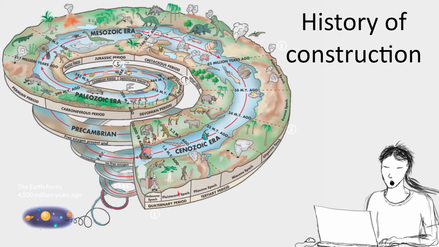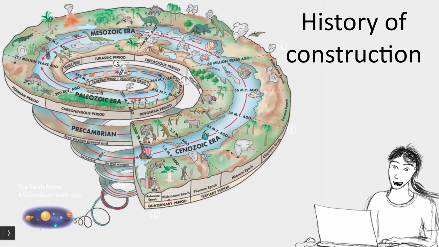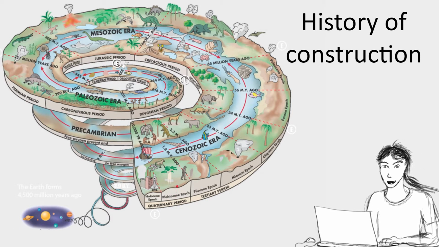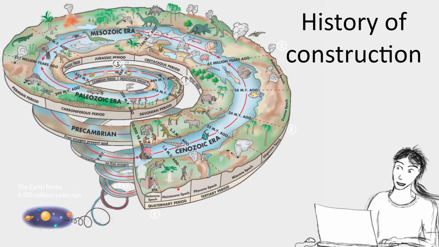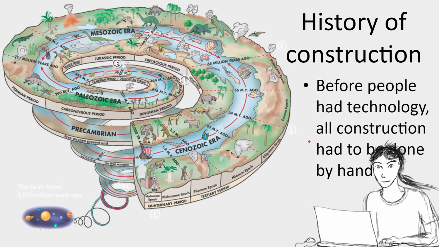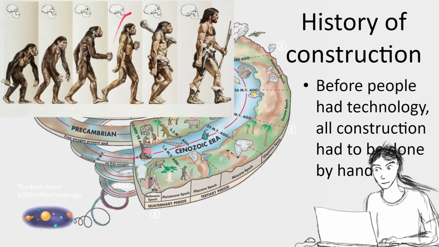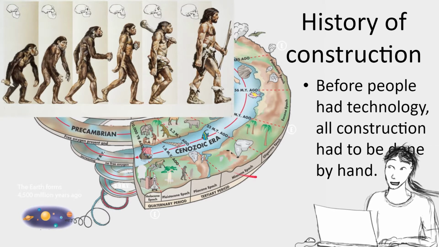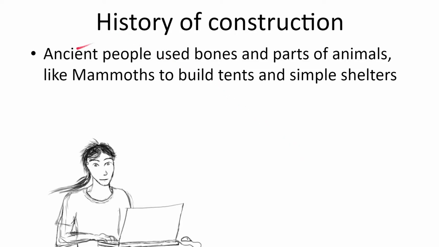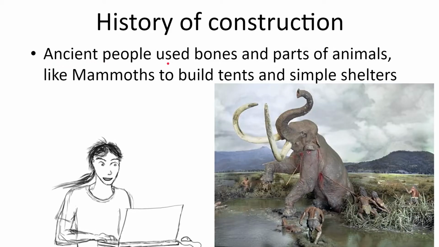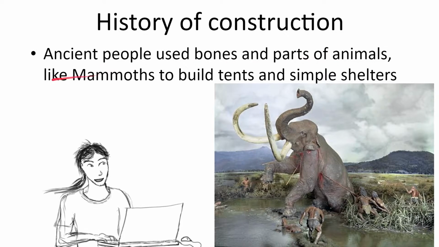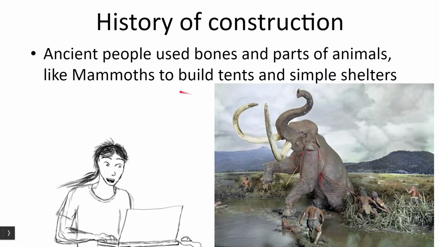Let's talk about the history of construction, starting all the way back when people were first appearing. The ancestors of people appeared in the Pleistocene. Let's all say Pleistocene. Did you say it? Okay, hopefully. The ancestors of people, they really didn't have any technology. Before people had technology, all construction had to be done by hand. So the ancestors of people, they just had to build things on their own. Ancient people, like these ancestors of modern people, used bones and parts of animals, like mammoths, to build simple structures.